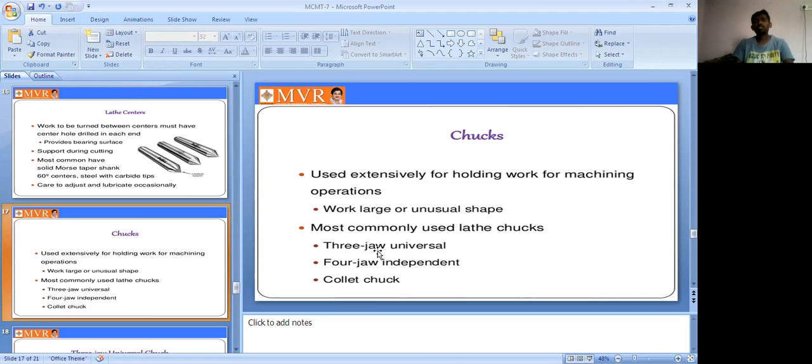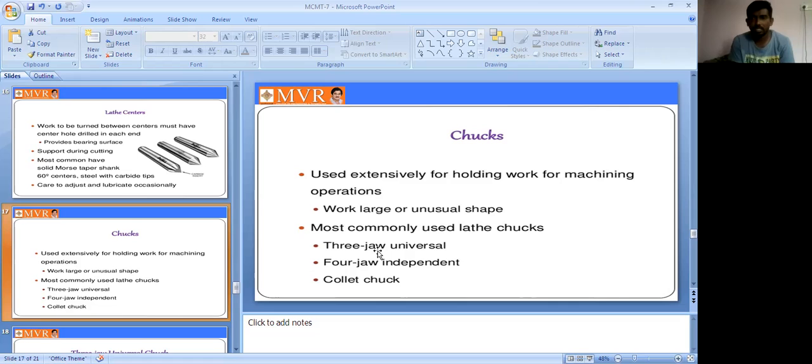In today's class we discussed how to define a lathe machine, the functions of a lathe machine, and its working principle. The second topic was the engine lathe, its definition and working principle. Next was lathe specifications. The fourth topic is lathe accessories.